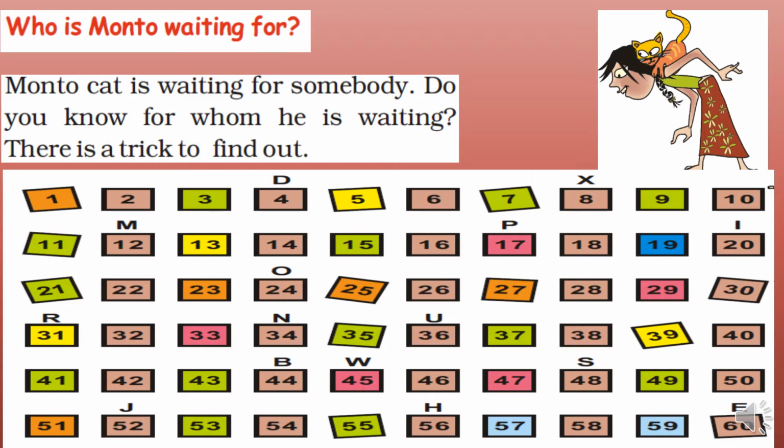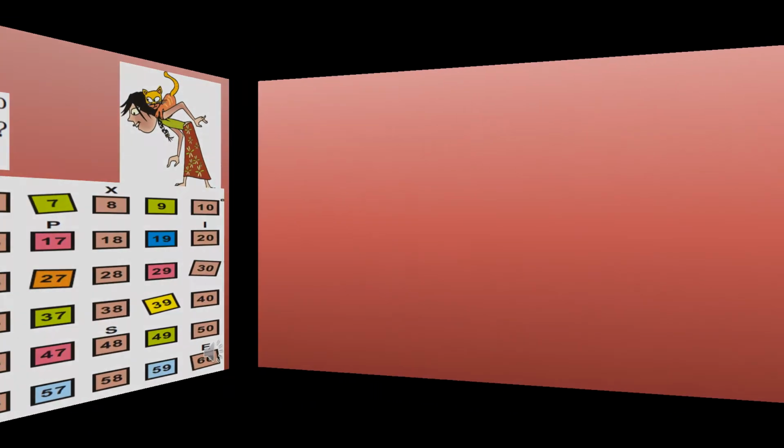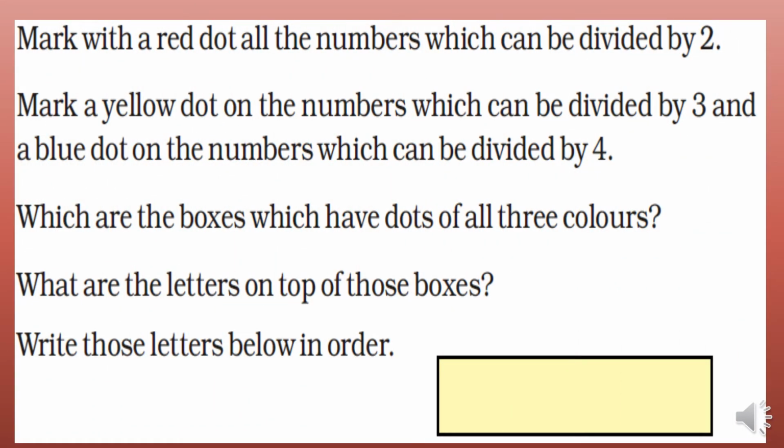What you have to do is mark with a red dot all the numbers which can be divided by 2. Which numbers can be divided by 2? Those whose last digit is 2, 4, 6, 8 and 0. All these numbers can be divided by 2.